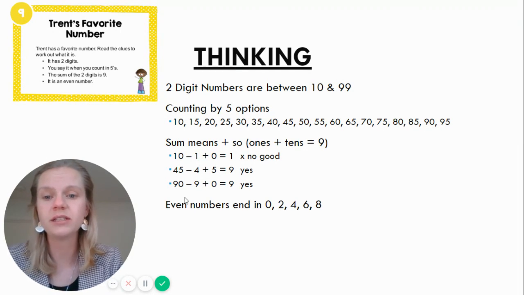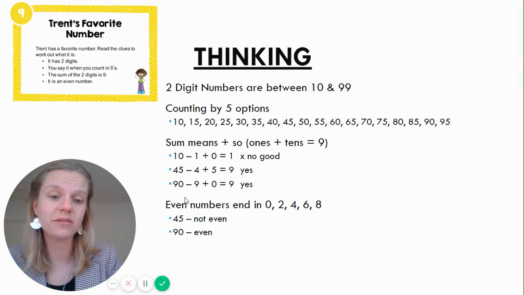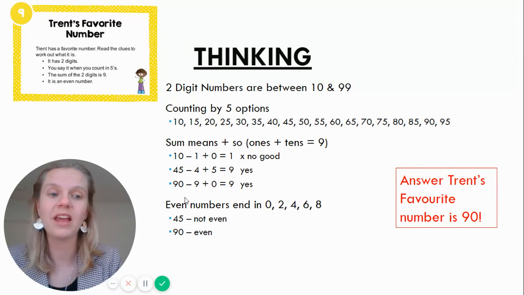The last clue is even numbers end in 0, 2, 4, 6 and 8. So which of my numbers is even? 45 is not even. 5 at the end makes an odd number. So therefore, 90 is even. So my answer is Trent's favourite number is 90.